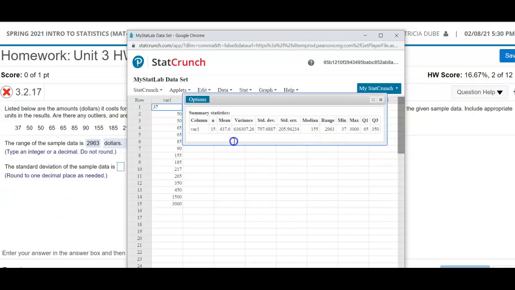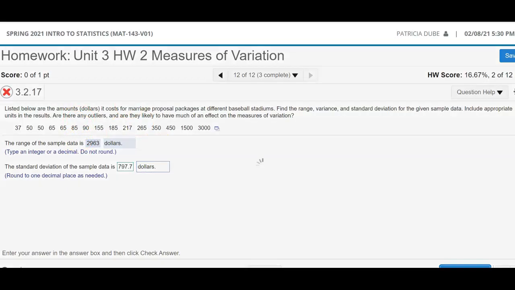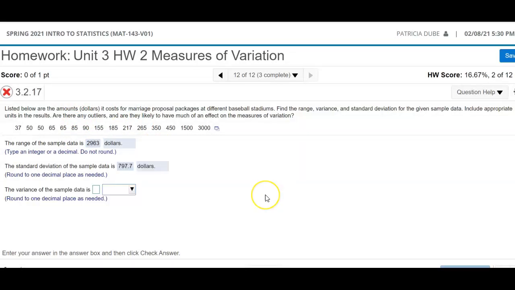So the standard deviation, and I'm going to round to 1 decimal place, which I would do because those are integers. Standard deviation is right here. You have to make sure you read the right number. I almost read the standard error. 797.7. I just click back on the homework problem, and that is in the same units as the data, which is dollars. Check answer. Excellent.